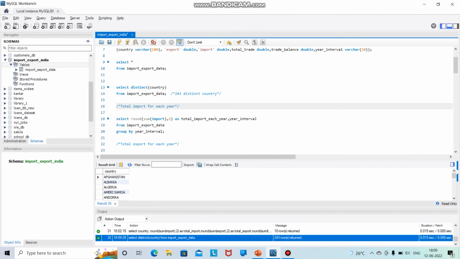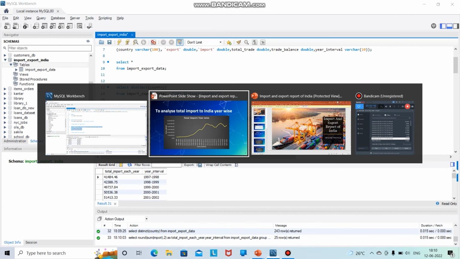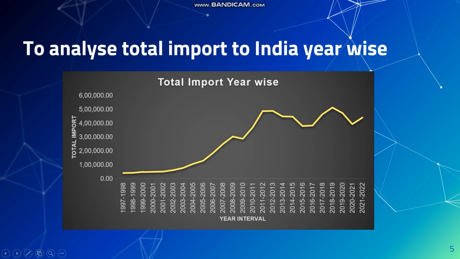My next objective is to find what is the total import to India in each year. So I have written this query wherein I have rounded the import to two decimal places and I've grouped the data year wise. When I run this query, this is what I find out. And if I want to see it visually, this is a graph of total import year wise.